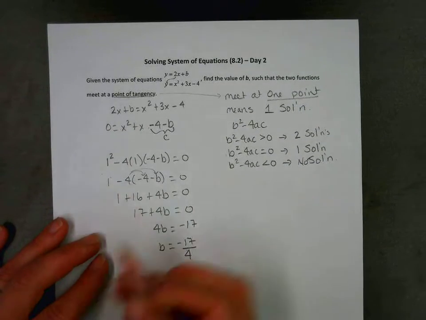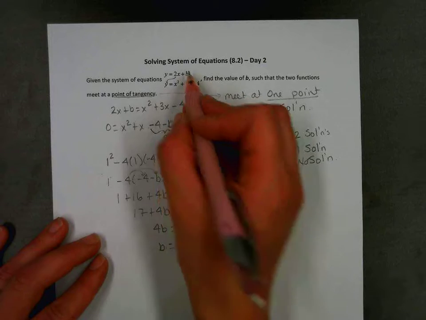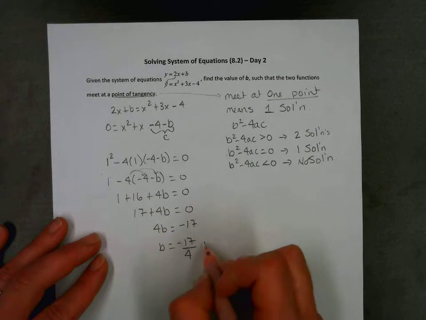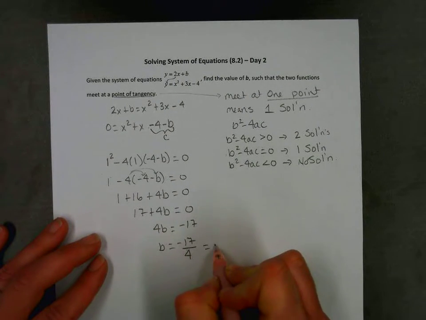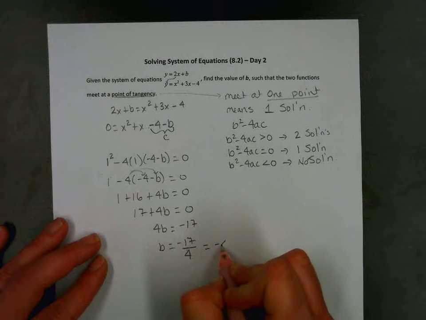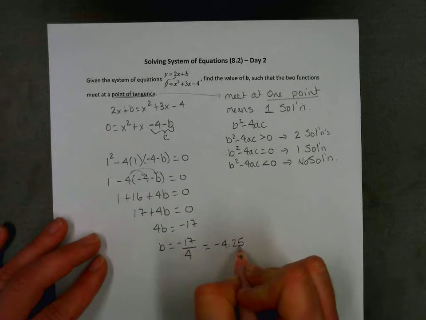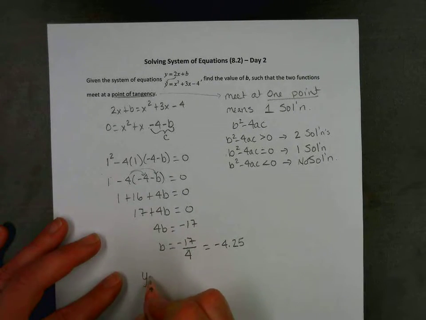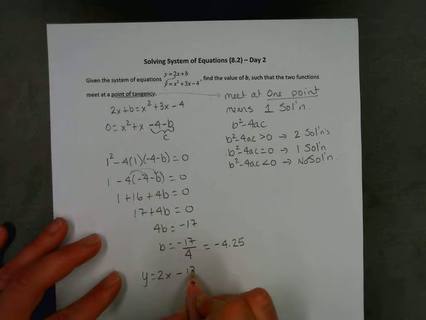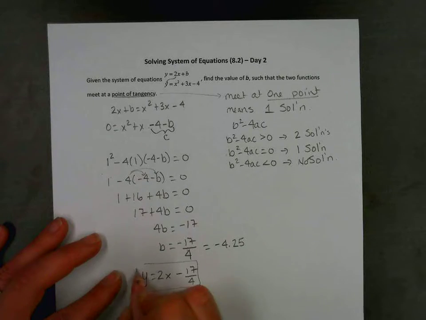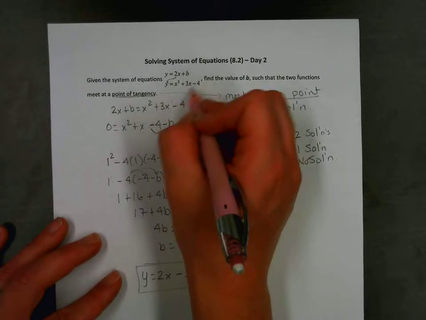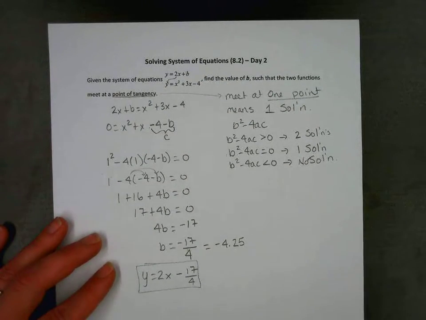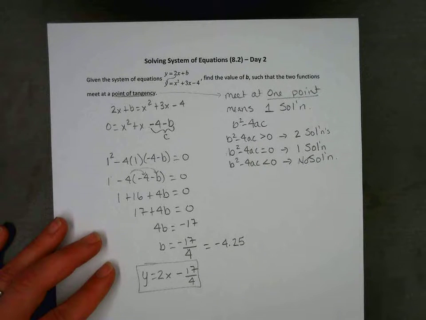So my b value in this system of equations has to be negative 17 over 4, which is equal to negative 4.25. So this equation needs to be 2x minus 17 over 4 in order for this line and this quadratic to meet at a single point.